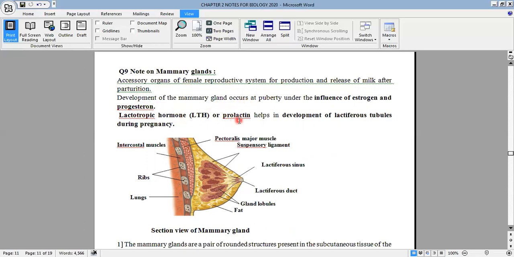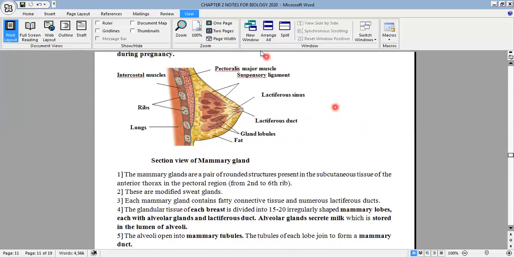Lactotropic hormone or prolactin. This is the hormone which helps in development of lactiferous tubules during pregnancy. That is, when the pregnancy period is on, this hormone called LTH or prolactin helps in the development of lactiferous tubules which produce milk for the developing fetus. There is a section view of mammary glands. If you take a lateral section of mammary glands, you can see these parts present. Now here again, any four labelings are compulsory. You need not follow all the labelings here. Any four labelings are compulsory.